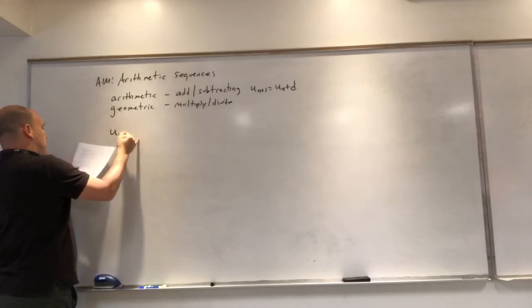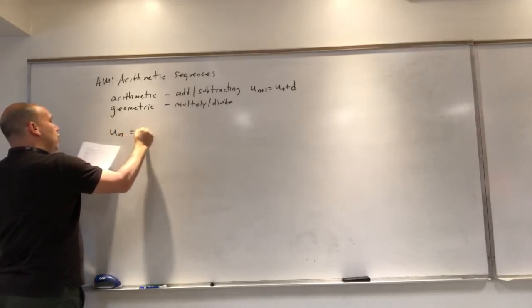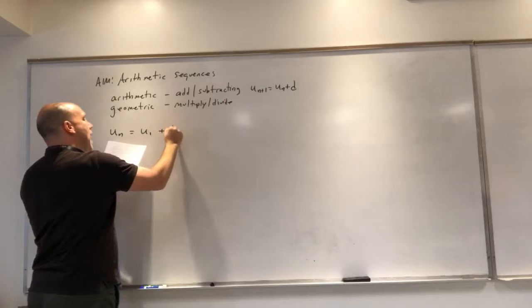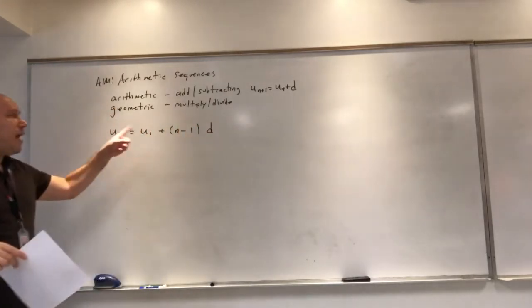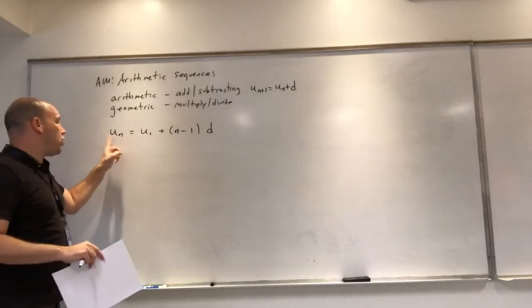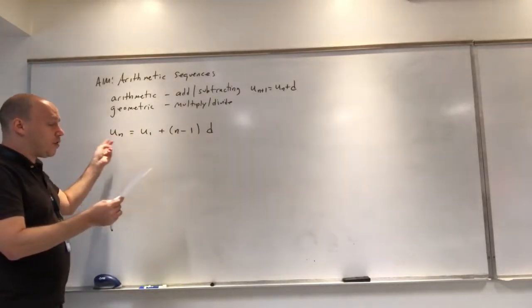So, you'll see from the formula sheet, a formula looks something like this. u of n equals u of 1 plus n minus 1 times d. Now, this is the explicit formula. This will take you to the specific term. So let's take a look at this formula.